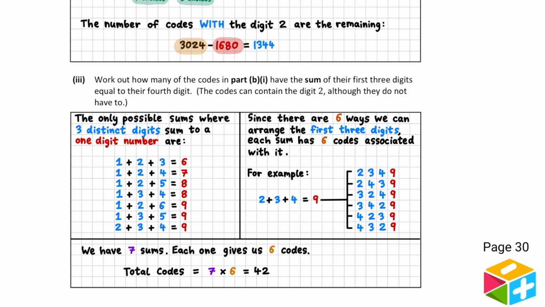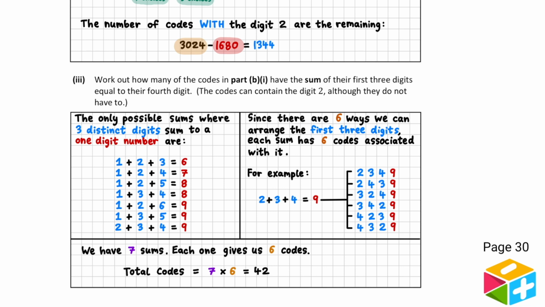In fact, there's only 7 valid ways you can add together 3 distinct digits and end up with a 1-digit answer. I've listed these here. 1 plus 2 plus 3 is 6. 1 plus 2 plus 4 is 7. 1 plus 2 plus 5 is 8. 1 plus 3 plus 4 is 8. 1 plus 2 plus 6 is 9, 1 plus 3 plus 5 is 9, and 2 plus 3 plus 4 is 9. We have to be careful here.